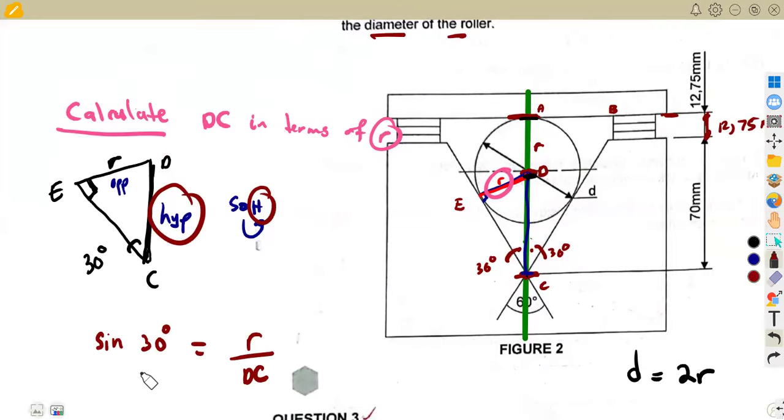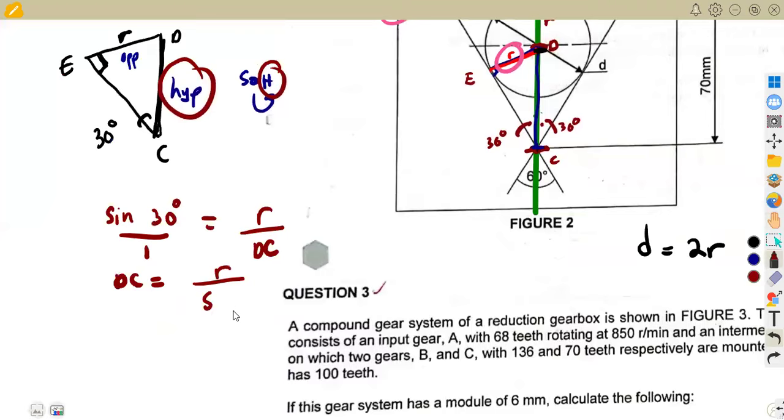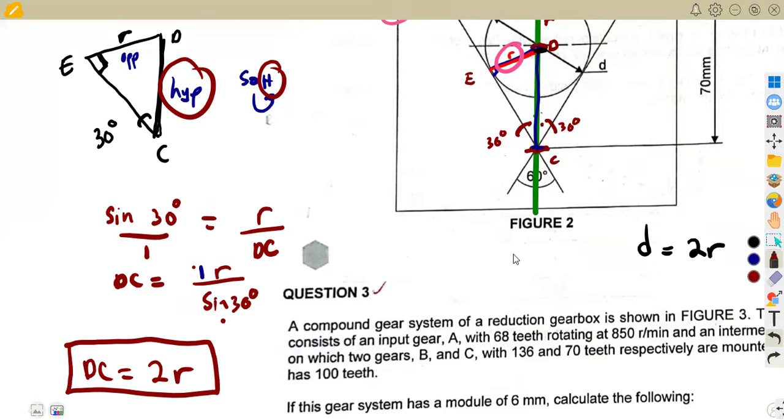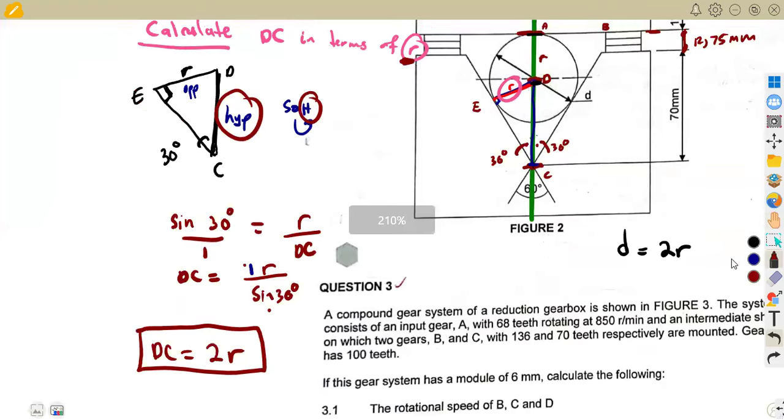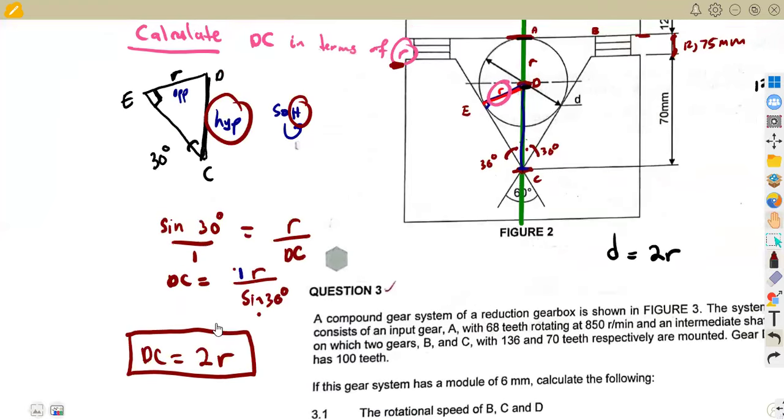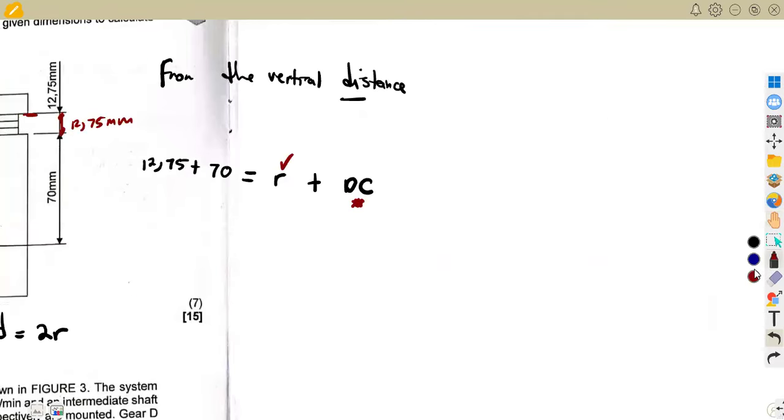If I cross multiply and divide, it's going to be DC times the sine of 30 equals R, so DC equals R over the sine of 30. Remember, we want DC. How do I simplify from there? It's going to be 1 divided by sine 30, which is 2, multiplied by R. So DC in terms of R is equal to 2R.